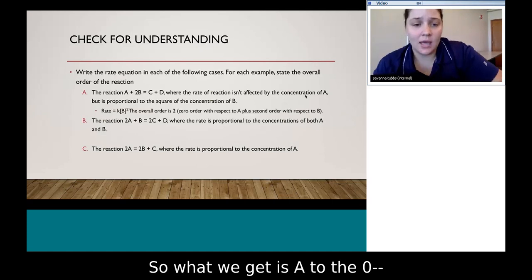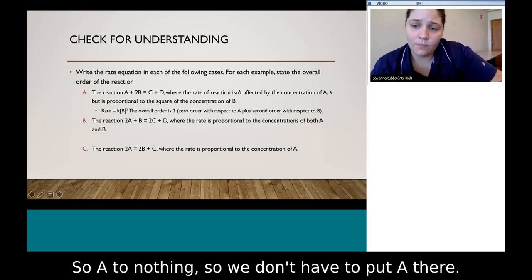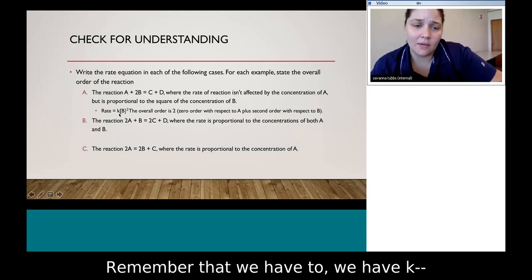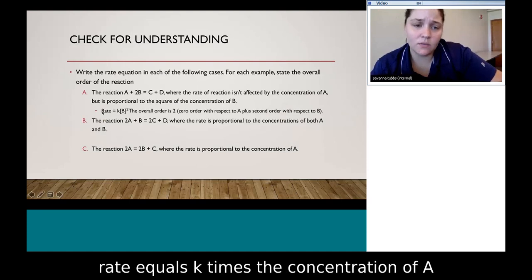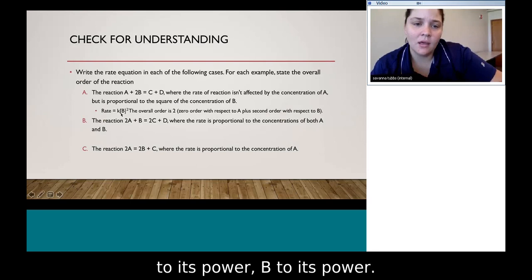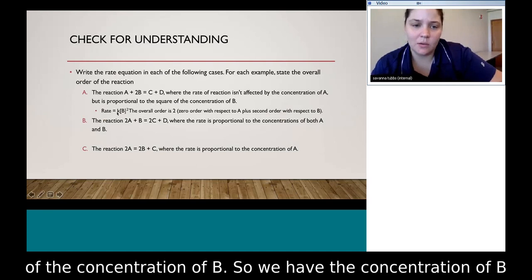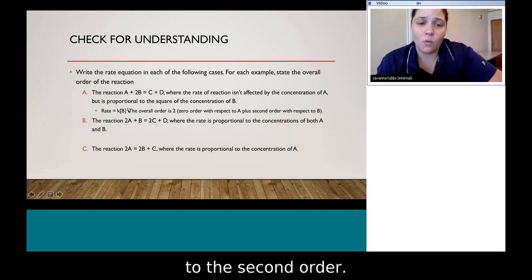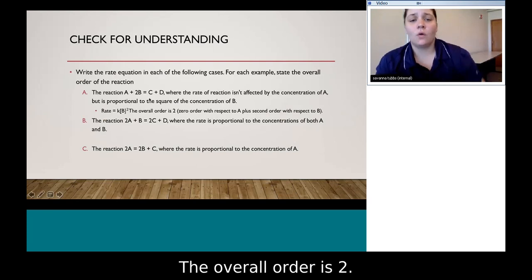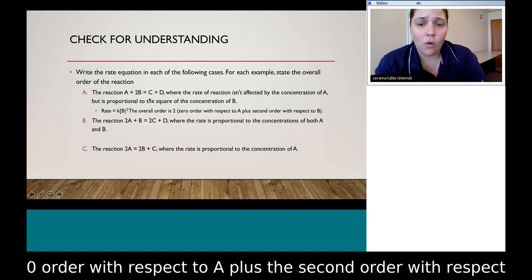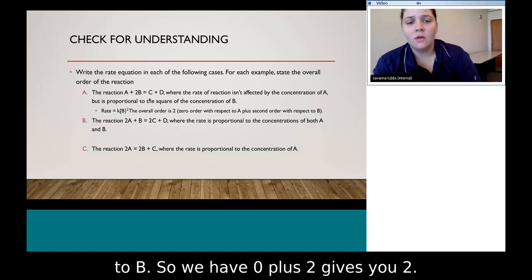So what we get is A to the 0, so A to nothing, so we don't have to put A there. Remember that we have rate equals k times the concentration of A to its power, B to its power, or its order. It is proportional to the square of the concentration of B, so we have the concentration of B to the second order. The overall order is 2: zero order with respect to A plus second order with respect to B. So you have 0 plus 2 gives you 2.